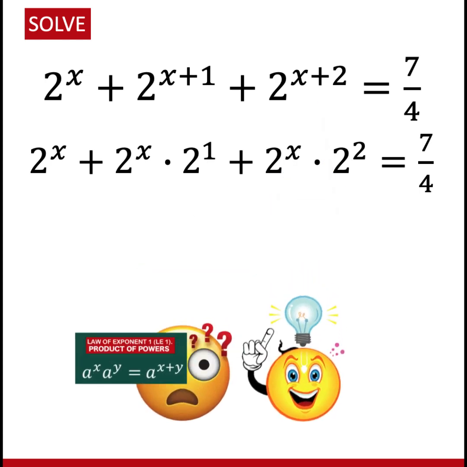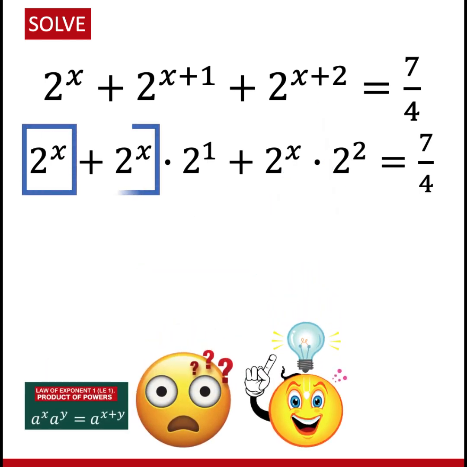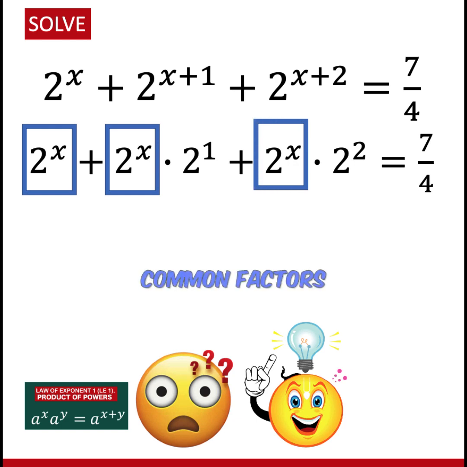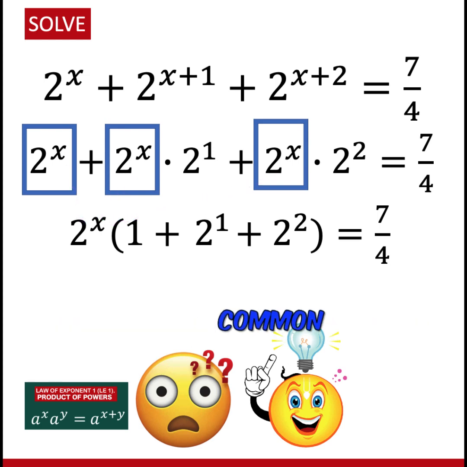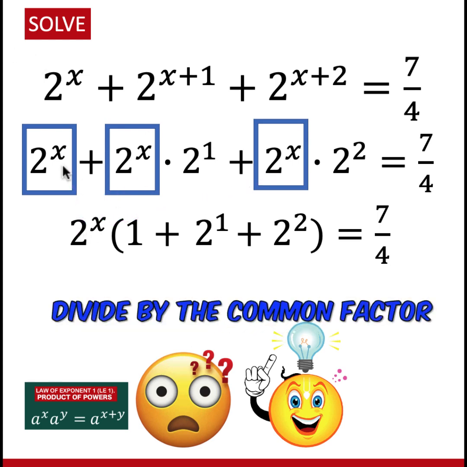Now, notice that 2 to the x is a common factor. So we can factor out the common factor this way. So we now have 2 to the x as our common factor. And we now divide each of the terms of the second line by the common factor. So 2 raised to x divided by itself is equal to 1. Then the second term divided by 2 raised to x will cancel the 2 raised to x, and what's left is 2 raised to 1.